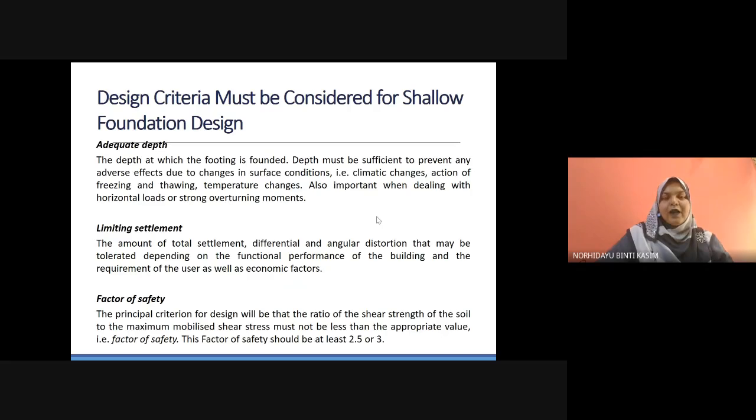Okay, I will stop now. I will proceed with the next lecture on the design criteria, the design considerations for the shallow foundation.